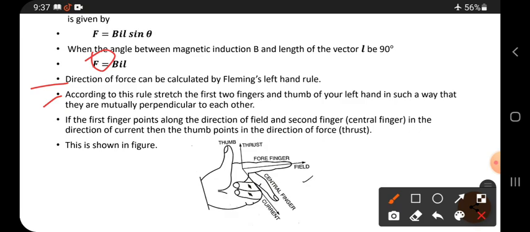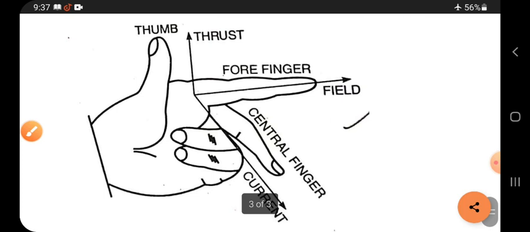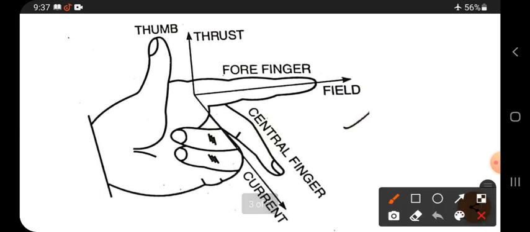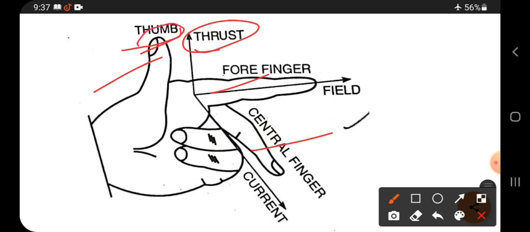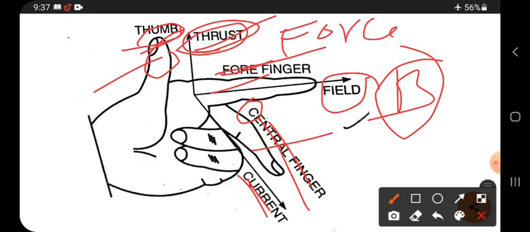First let me explain the diagram. See the diagram. This is called the forefinger, this is the middle finger, and this is the thumb. The thumb expresses thrust, and thrust means force. The forefinger explains the field, that is, the magnetic field. The middle finger explains the current. So the middle finger shows current, the forefinger shows magnetic field, and the thumb shows thrust, that is, the force.